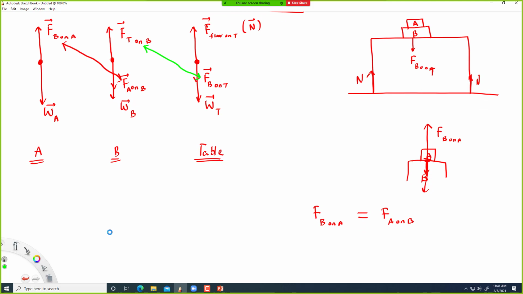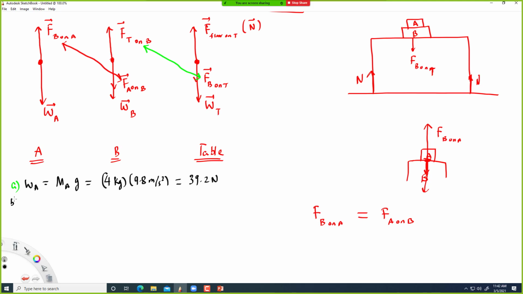So let's do that. That's pretty straightforward. Start with the weight of A. Weight of A is mass of A times acceleration due to gravity. Mass of A is 4 kilogram. Acceleration due to gravity is 9.8. So multiply the two, you get 39.2 Newton.